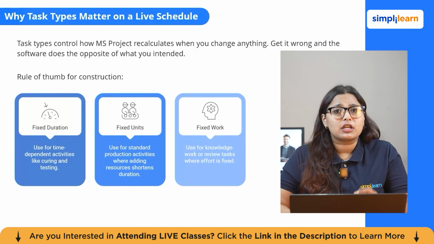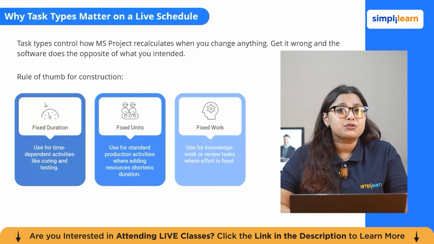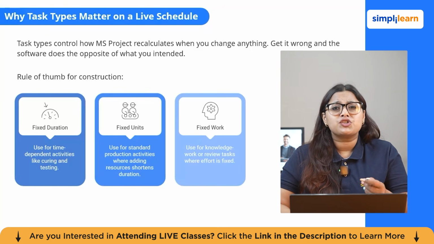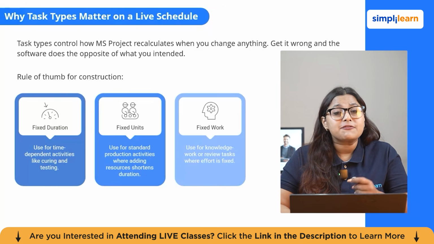The rule of thumb for construction: use fixed duration for time-dependent activities like curing, testing, approval, inspection. Use fixed units for standard production activities like excavation, formwork, reinforcement, where adding resources genuinely shortens the duration. And then reserve fixed work for knowledge work or review tasks, where the total effort is fixed regardless of timeline.